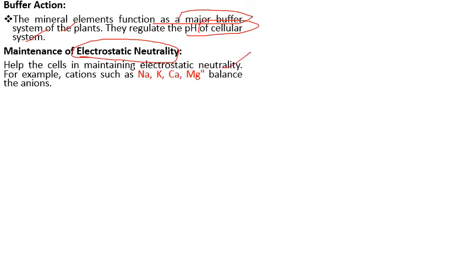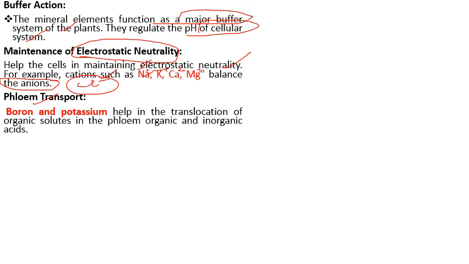For example, we have cations such as sodium, potassium ion, calcium ion, magnesium ion. They balance the anions. Like we have chloride ions. Anions जो negatively charged particles elements हैं उन्हें balance करने में ये help करते हैं. Next, there are certain elements that help in phloem transport, means phloem loading में और translocation में help करते हैं. Like we have boron and potassium. They help in the translocation of organic solutes in the phloem, organic and inorganic acids. So they play very important role in phloem translocation.